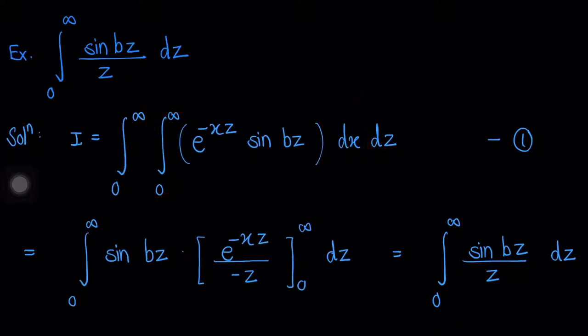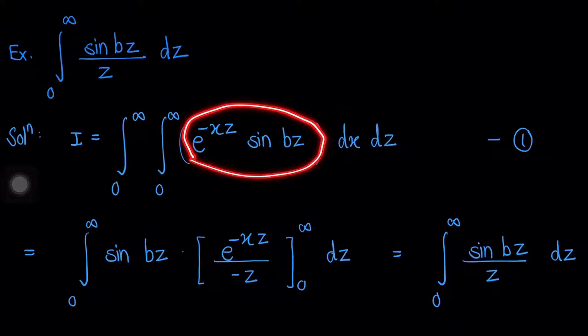Okay, now we will integrate this integrand with respect to z first. Okay, so integrating with respect to z, we will treat x as a constant. Now we are going to change the order of integration, that is we will consider dz dx. So we will integrate this e raised to minus xz sine bz with respect to z first.